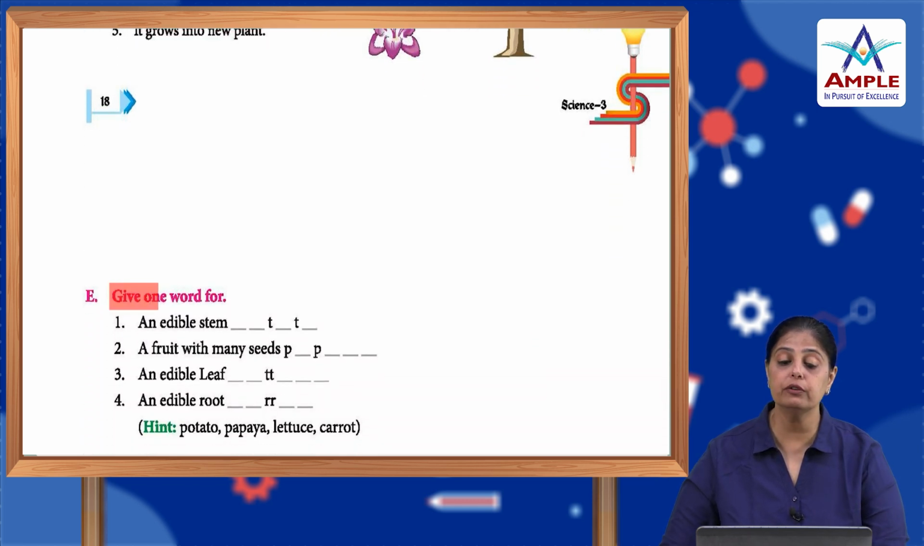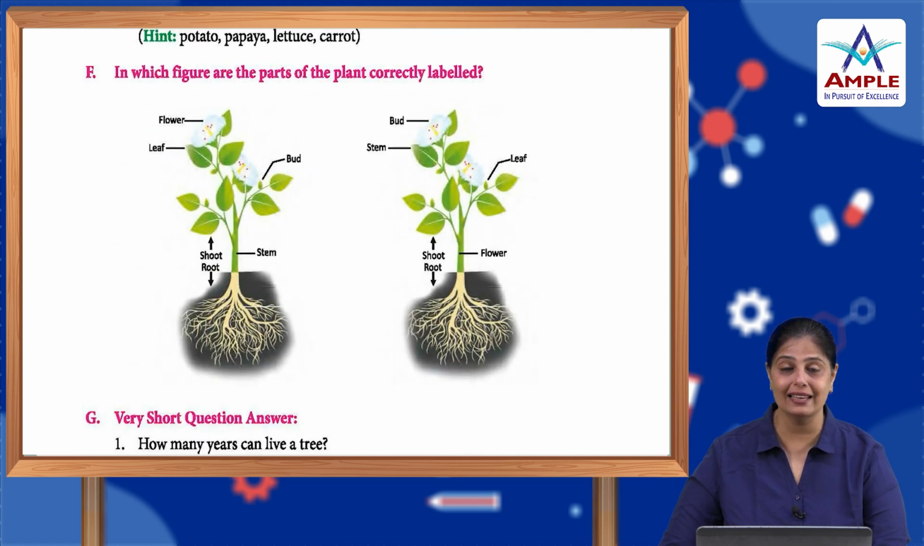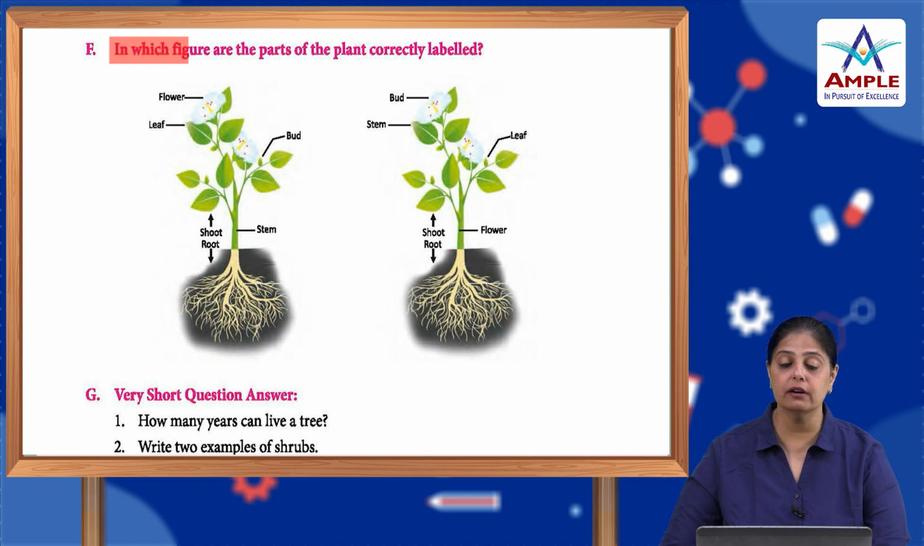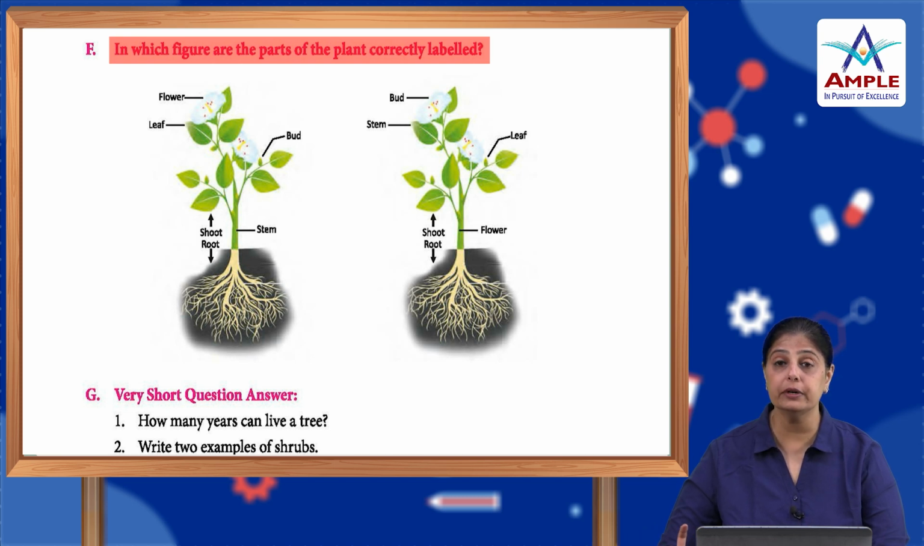Now give one word for an edible stem. Potato. A fruit with many seeds: papaya. An edible leaf: lettuce. An edible root: carrot. In which figure are the parts of the plant correctly labeled? Look at these two figures and see which of them are labeled correctly. Which one is the perfect picture of the plant?